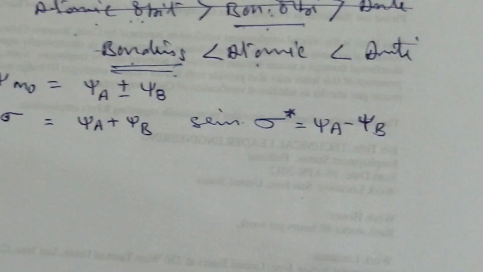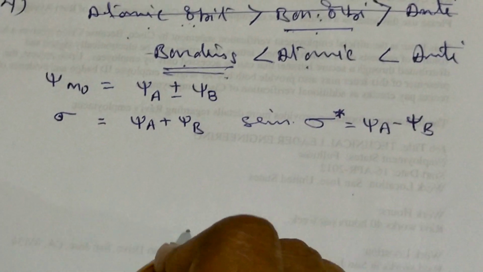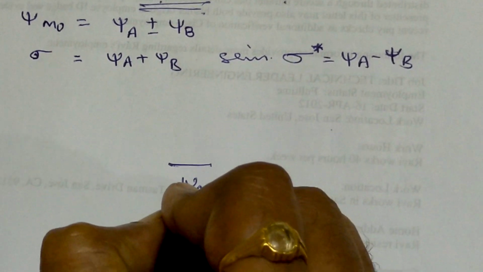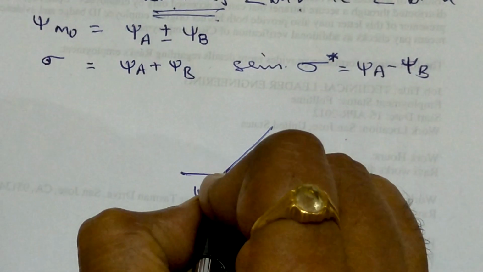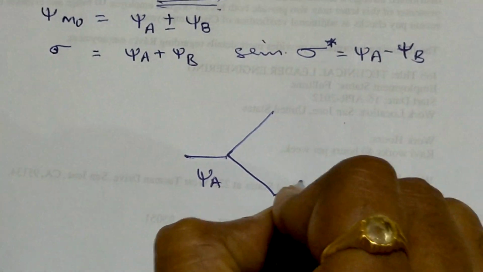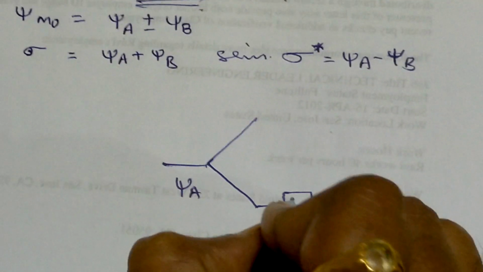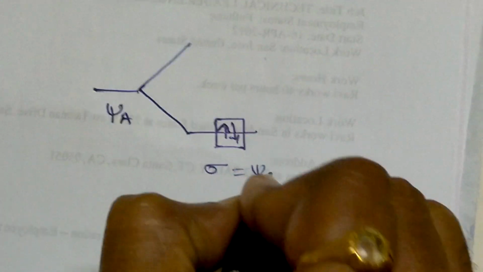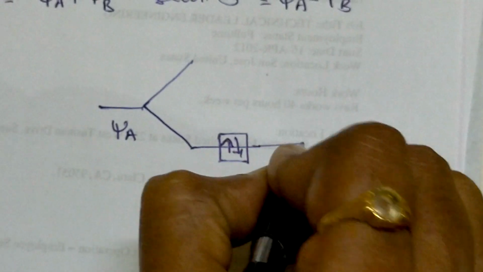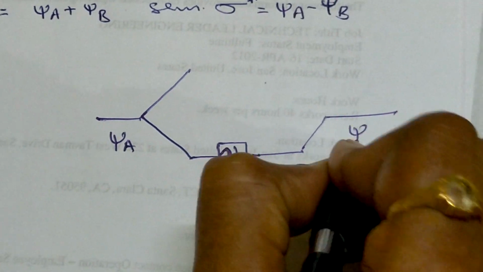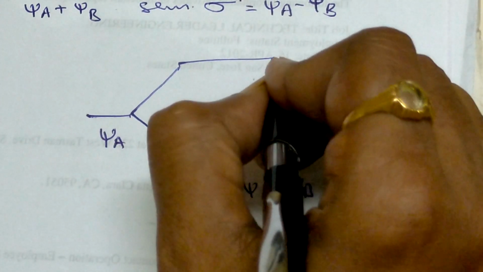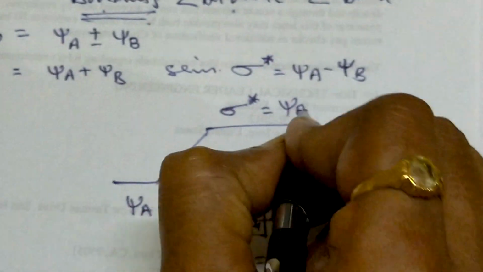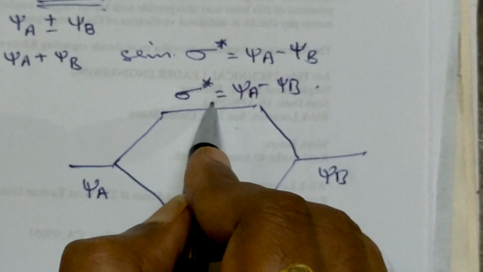Anti-bonding. A pictorial representation: suppose this is the energy level of psi A, that means the atomic orbital of the one. This will be split into these two. Here, this is the hydrogen atom I am writing. This is sigma equal to psi A plus psi B, and then this is psi B. This is split. So this is sigma star, sigma star equal to psi A minus psi B. This is anti-bonding, this is bonding.